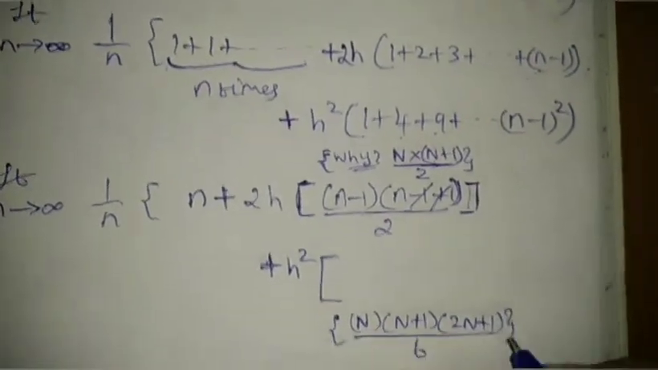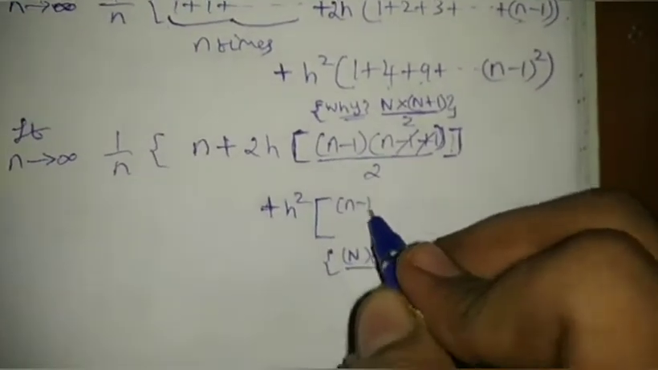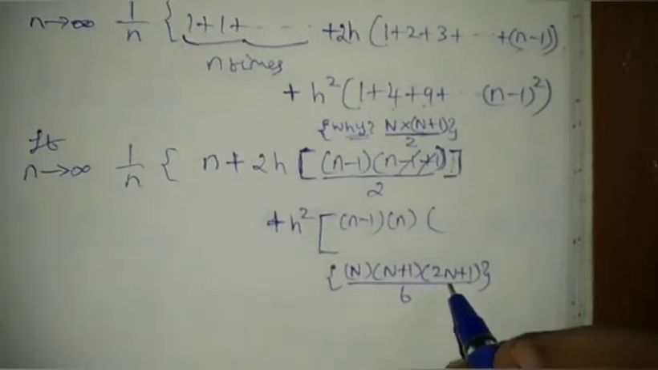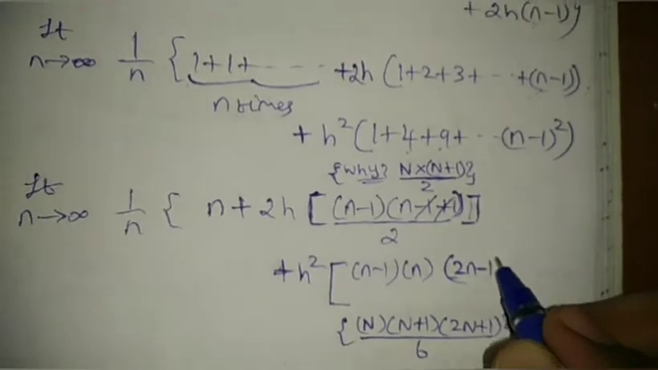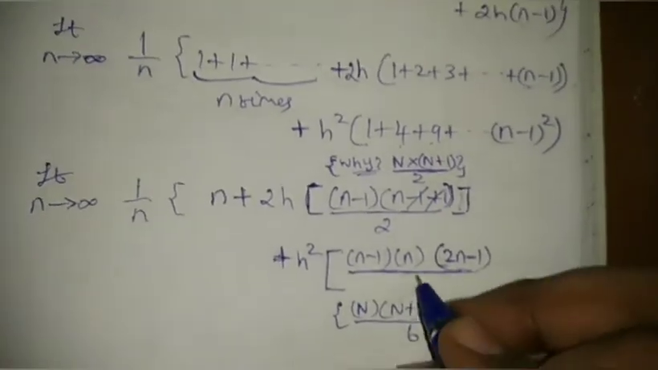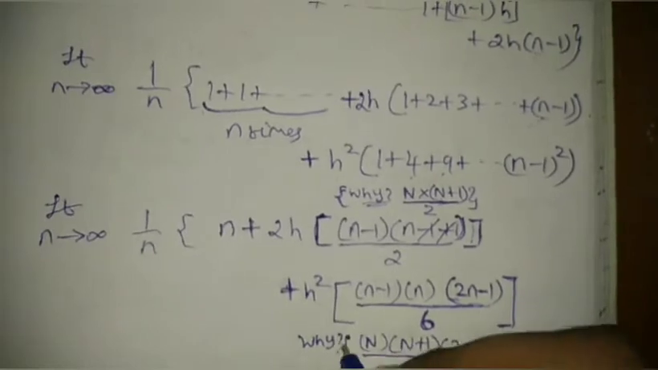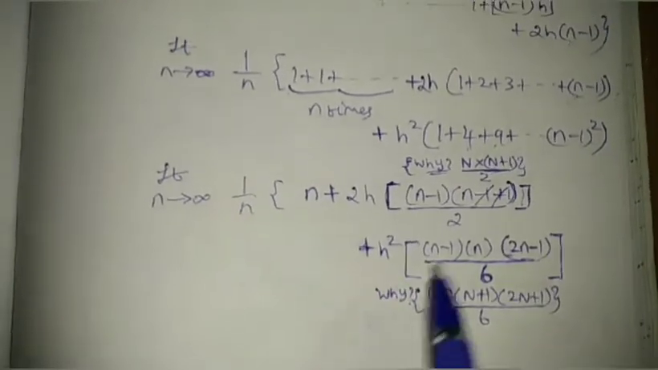We'll learn it in 11th grade. So if you substitute n as n minus 1, it will be n minus 1, and this will be n again. This will be how much? 2n minus 2 plus 1, so it will be 2n minus 1, correct? And here 6 will come. So this is the formula. It's a little bit clumsy, but I just do it, okay.